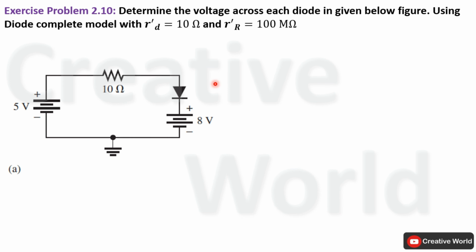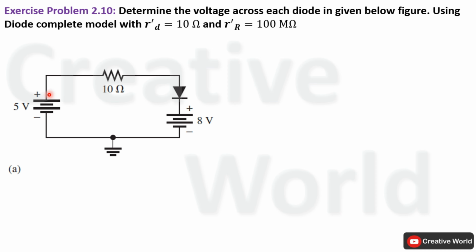In this circuit diagram, a diode is connected between two voltage sources through a 10 ohm resistance. Negative of both voltage sources are grounded, while the positive 8 volt is appearing on the cathode of the diode. On the other hand, the anode of the diode is connected to positive 5 volt. So first we have to identify the biasing of the diode, either forward biased or reverse biased.